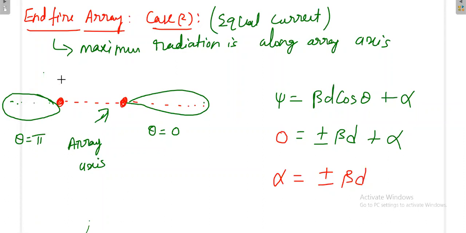If I am using current I, here I have to use current I with the phase of plus or minus beta d, the progressive phase shift alpha. What is that progressive phase shift? If it is two antennas, then simply that is a phase shift. If I am having n antennas, then it is a progressive phase shift.